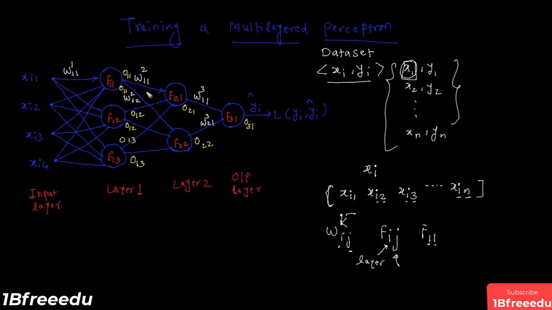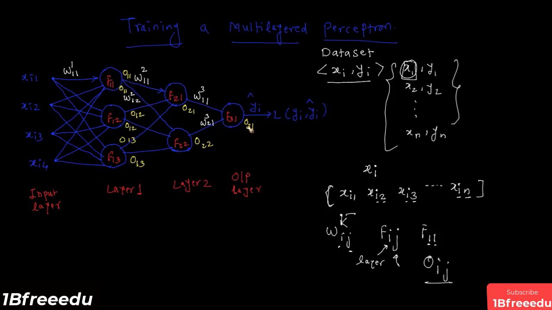Okay, now this Oij says this is the output. O says the output of the neuron in the ith layer and its number is j from the top. So this output will be similar to the activation function here.